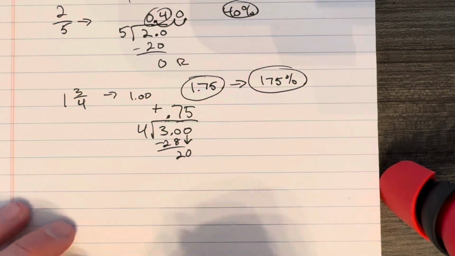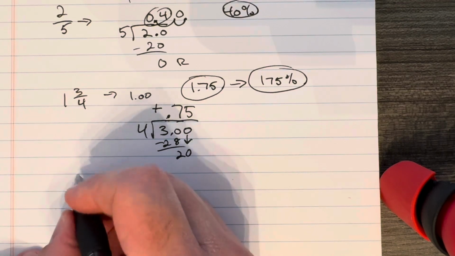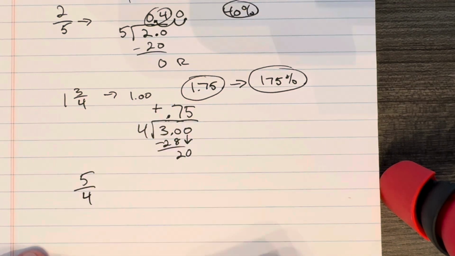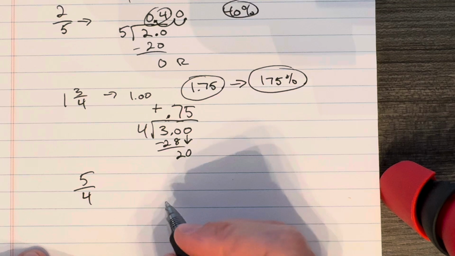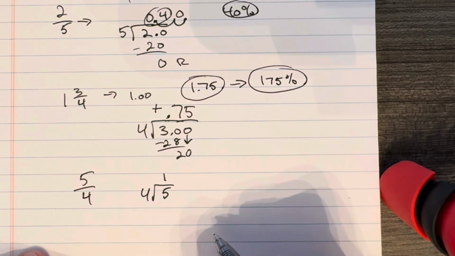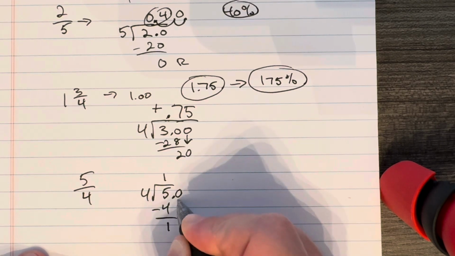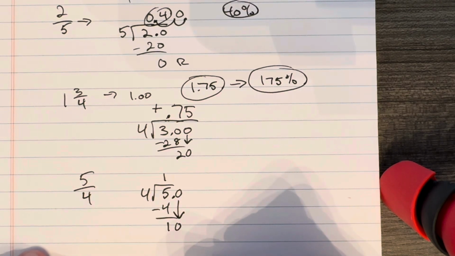Let's try one more. Let's just do an improper fraction and we'll call it a day. Let's say I give you 5/4 as an improper fraction. Same rule applies. We'll do 4 going into 5. So we know this is going to go in 1 time. 4 comes down. That's a 1. We will bring a decimal into the mix and put a 0 up top.